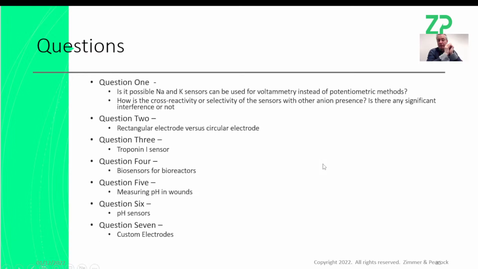Right, so question number one. I'm just going to do a quick summary of where we're at. Question number one: yes, you can measure sodium and potassium sensors by voltammetry. I've never done it, but as a scientific judgment, I think it could be done. I also think it could be done by impedance spectroscopy. I also think you possibly need to come to one of our workshops to explore this a little bit more, and the one that's online in January might be a good one for you.